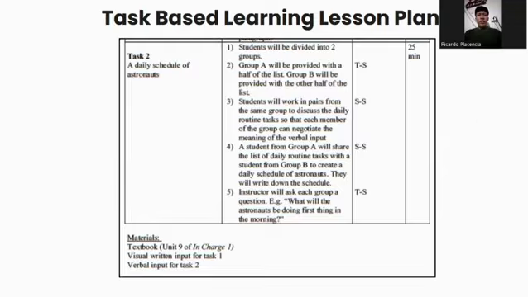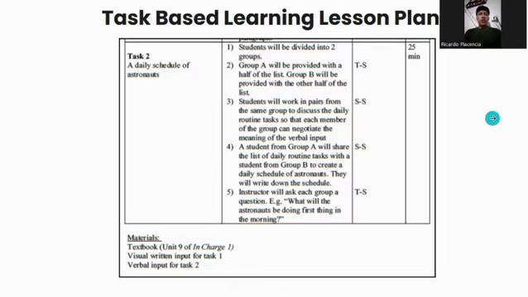And finally, we have task two, where again students are divided into two groups, each with half of a list of an astronaut's daily tasks. In pairs, they discuss and then present their version to the class, answering questions such as, what will the astronauts be doing first thing in the morning? And this task promotes speaking, listening, and interaction while practicing the target grammar in context.